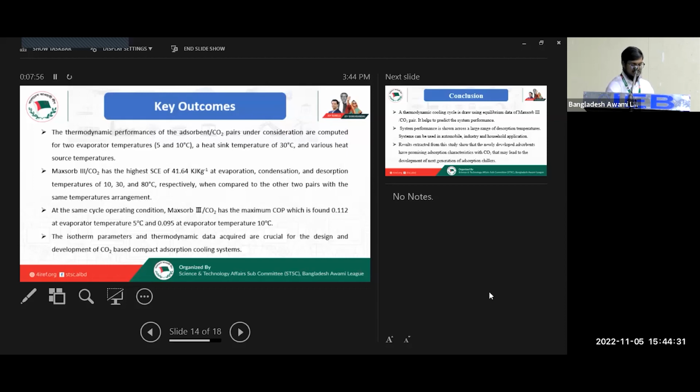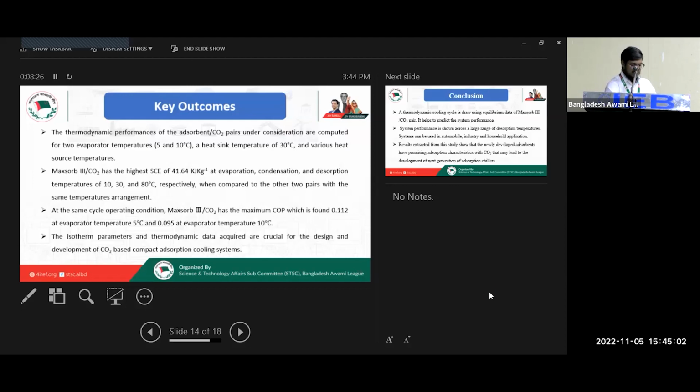At the same cycle operating condition, MaxFlow 3 carbon dioxide has the maximum coefficient of performance, found to be 0.112 at an evaporator temperature of 5 degrees Celsius and 0.095 at an evaporator temperature of 10 degrees. These isothermal parameters and thermodynamic data are crucial for the design and development of a carbon dioxide based compact adsorption cooling system.